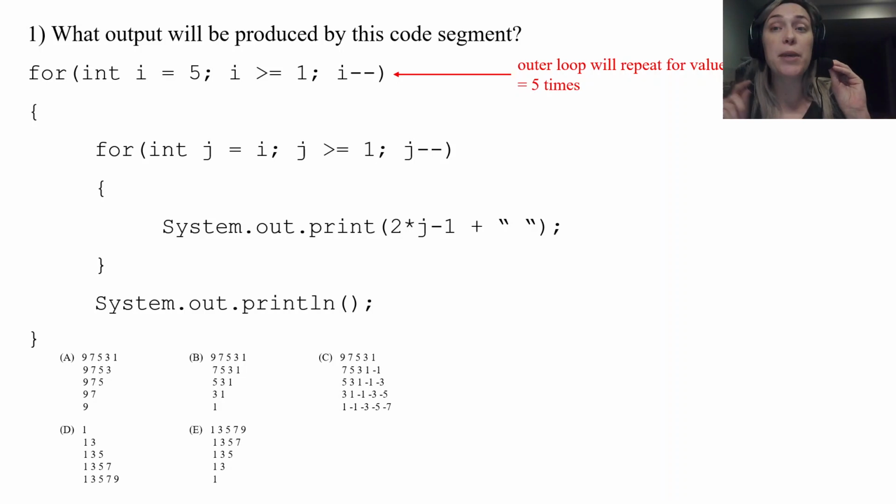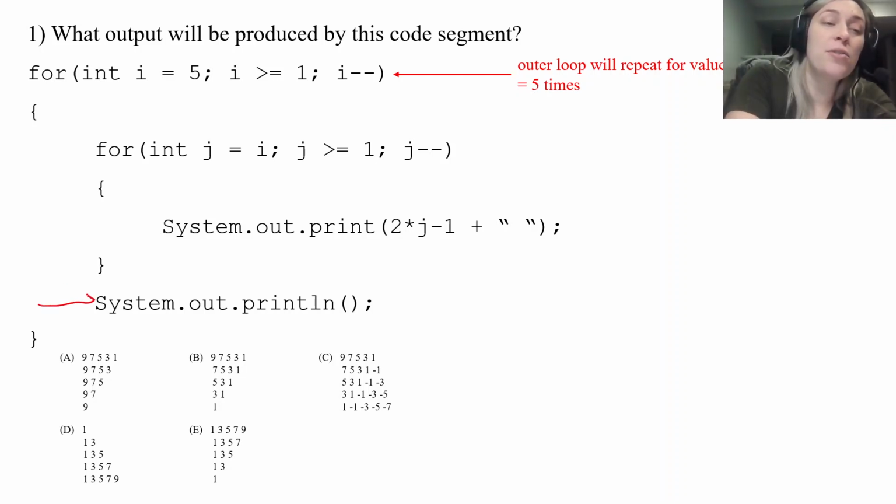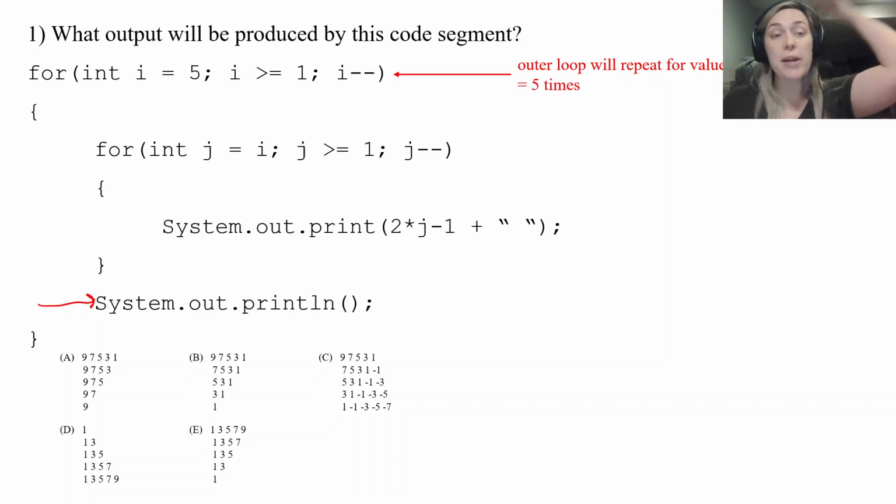Step by step, let's take it through. Outer loop will repeat for values of 5, 4, 3, 2, 1. 5 times, which means I get 5 new lines. Now I look at my choices and I see each choice has 5 lines. So I can't really eliminate any options based on that. 5 new lines. Let's go to the inner loop.